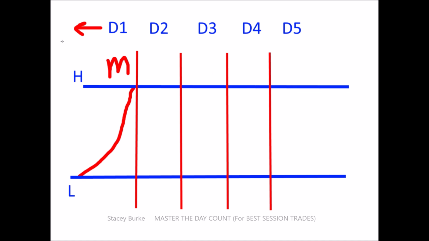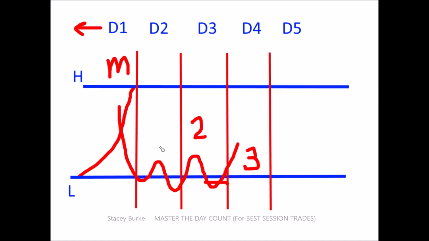We may see the same thing on the downside. We could be 1 push, 2 push, 3 pushes. I may have a better reversal trade on day 3. Day 2, odds increase significantly.